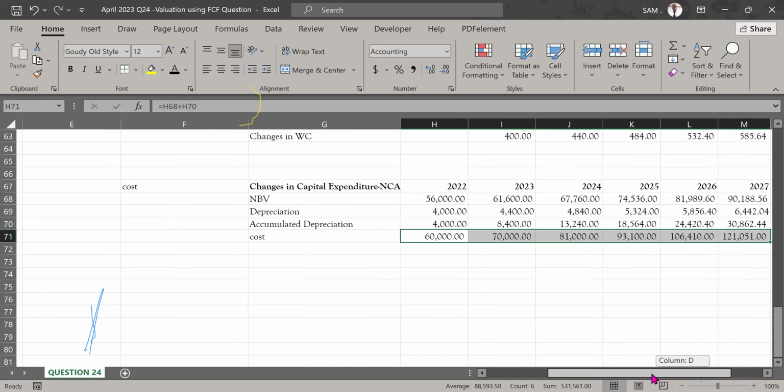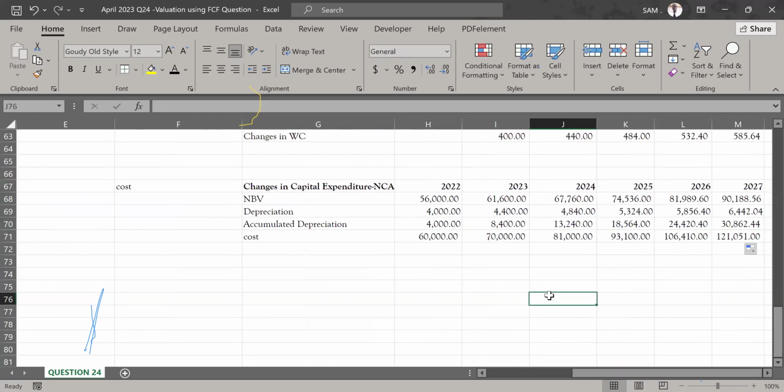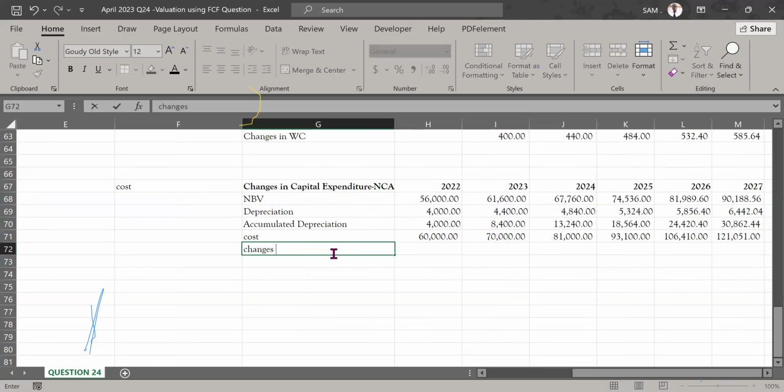But what is our objective? Our objective, after we have the cost, we look at the changes in the cost. The changes in the cost. And that's where capital expenditure comes in. So we come here and say, therefore, what are the changes? What are the changes in CapEx? What are the changes in capital expenditure?